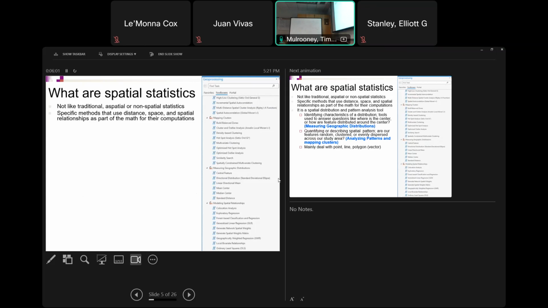Spatial statistics are methods that use distance, space, and spatial relationships as part of the math for the computations. We run into so many issues when I talk about distance. What does the word distance mean? We're going to talk about all the different meanings of the word distance, just like some of the rabbit holes we've gone down with our food desert research. When I use the word food desert, how close is it? How do you measure close? What is close to what? How far is what to what?